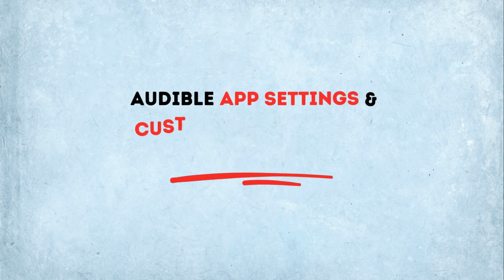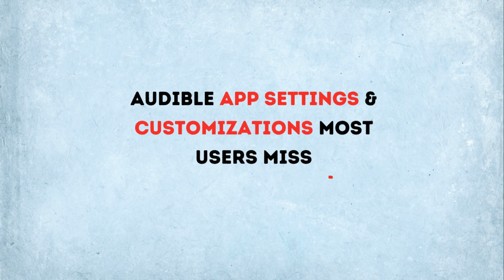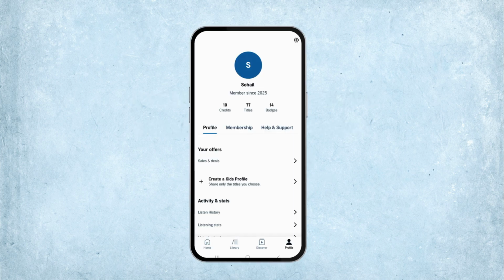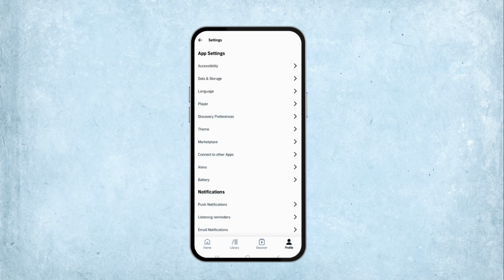Audible app settings and customizations. To access the Audible app settings, go to the Profile section and tap the settings icon at the top right. Here you can customize your listening experience with a variety of settings. Let me explain the important ones here.